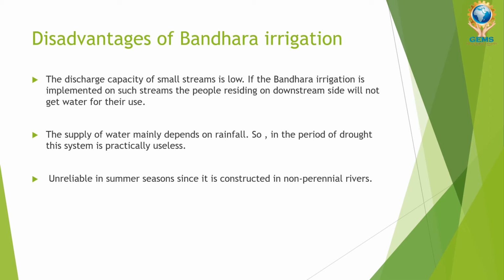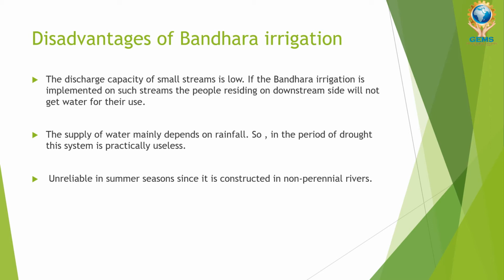Okay, this means that the people who are very near this Bandra irrigation will get more water, and the water which is passing through that place and finally reaching the end, the people living at that end portion do not get as much water when compared to the people who are present on the upstream phase. That is the place where the band is being located.